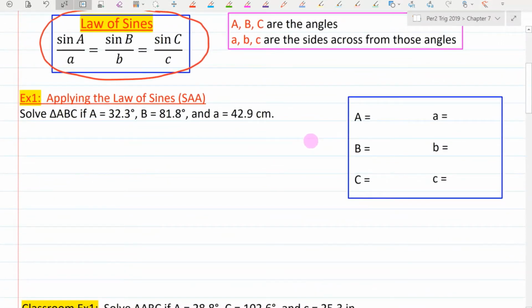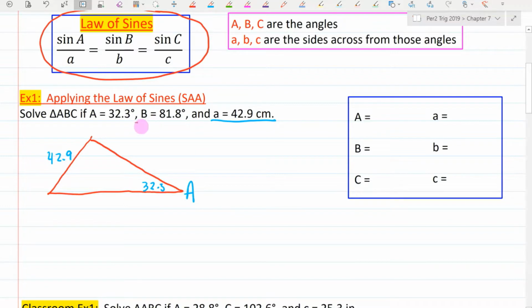So, for example, I'm just going to draw a picture. Normally, you don't really need a picture, just so you know. So, if this is angle A, and it's 32.3, and then this is side a, then it's across from it, centimeters. All right, and then angle B is 81.8 degrees, and side b would be across from it. And then angle C is whatever angle C is, which we could figure out right now. And then side c is across from it.